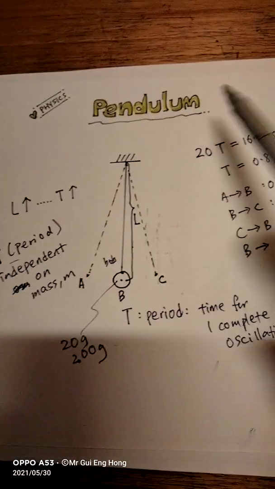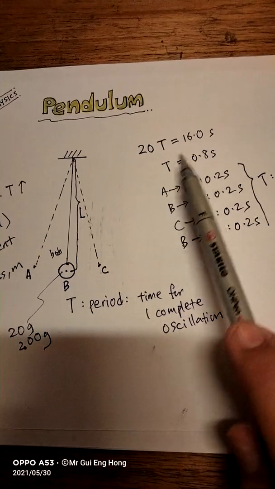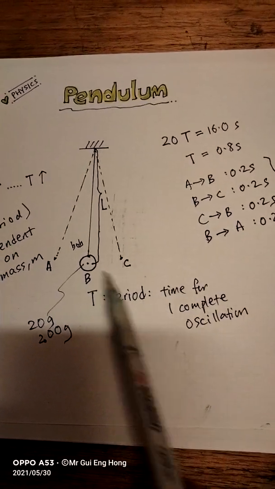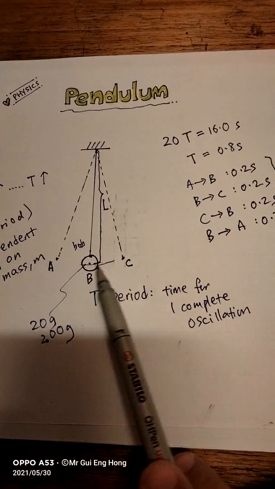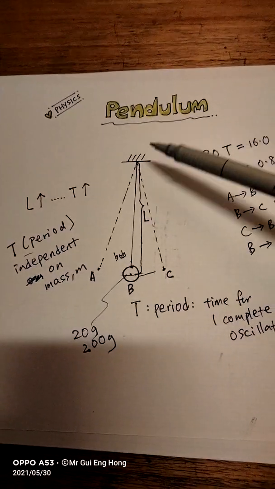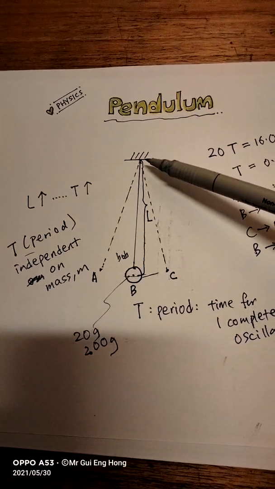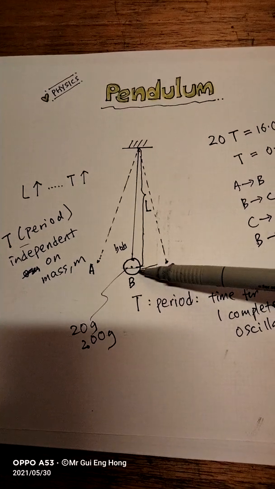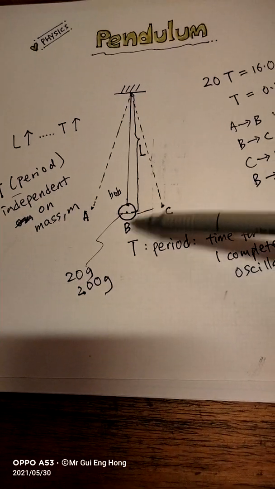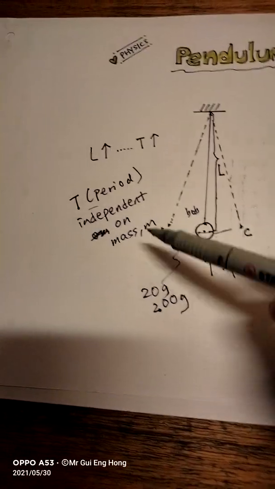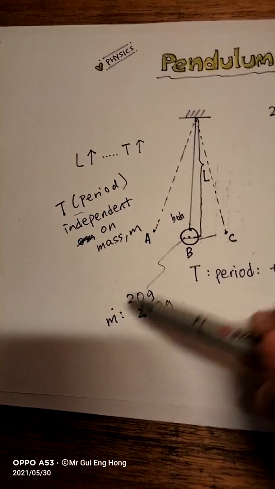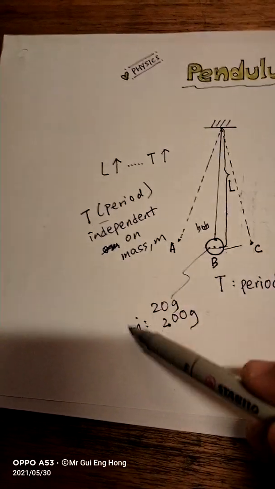So in summary, we need to know that the period is the time for one cycle, and the period depends on the length, and it does not depend on the mass of the bob.